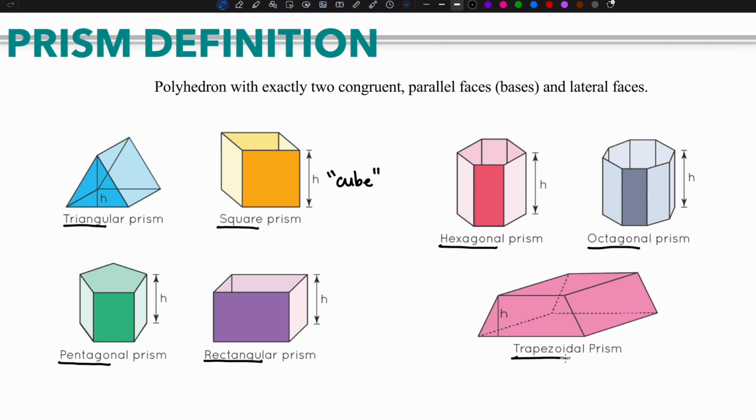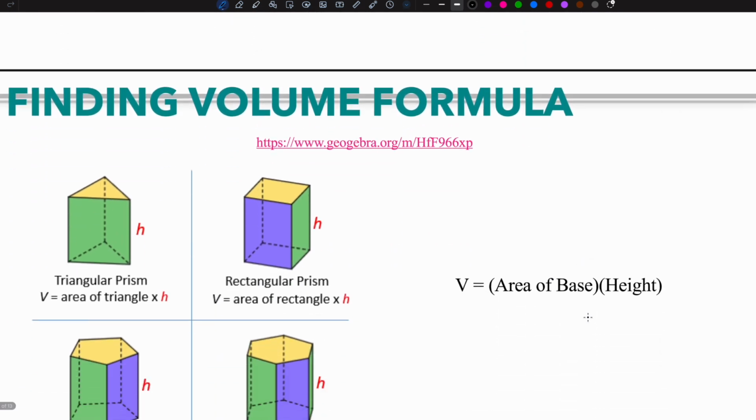But in all of them, if you notice, the base is a triangle here, but the faces between the bottom base and the top base are all rectangles. If you see here, that's a rectangle, that's a rectangle, these are rectangles. So the lateral faces are rectangles.